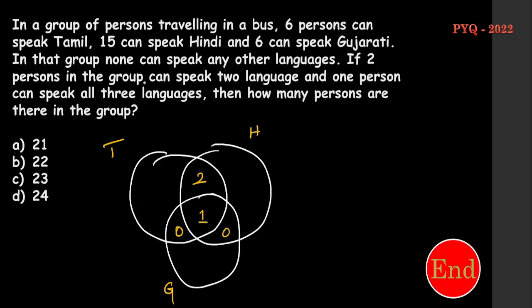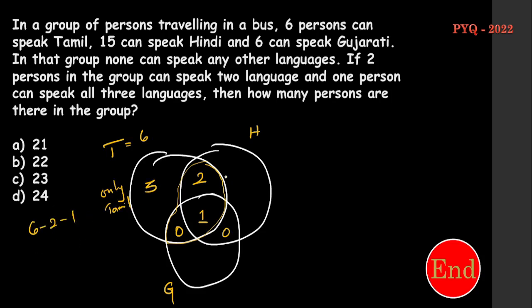Now totally there are 6 Tamil speakers. So from 6, I need to subtract all these numbers. What are all the numbers inside the circle? I need to subtract this, then I get only Tamil. If I want only Tamil, I need to subtract. So 6 minus 2 minus 1 minus 0, so it will be 3.